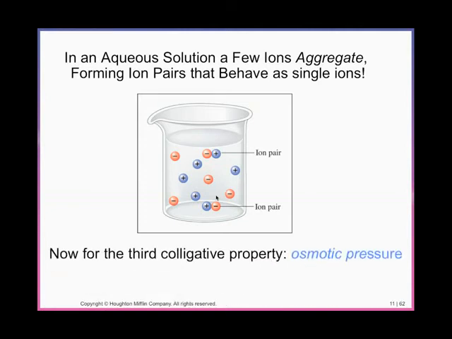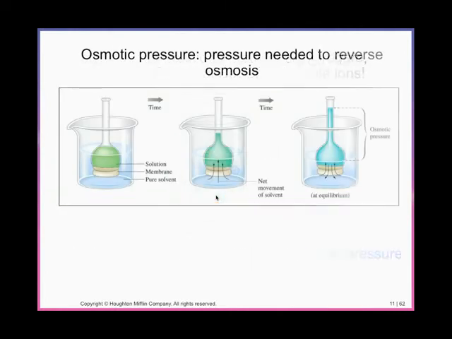And now for the third colligative property, osmotic pressure. So osmotic pressure is a pressure needed to reverse osmosis. Let's go through osmosis. So here we have a beaker with water in it. We have a container in here that the bottom of it just has a semi-permeable membrane on it, so it's kind of open there. But that membrane is enclosing a solution. And whatever the solvent is in the solution is the same as out here. So let's just say it's water, make it easy.